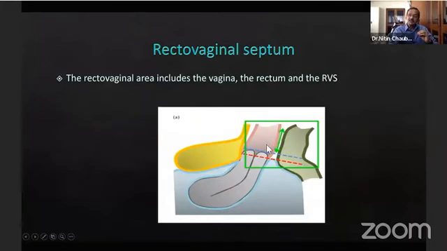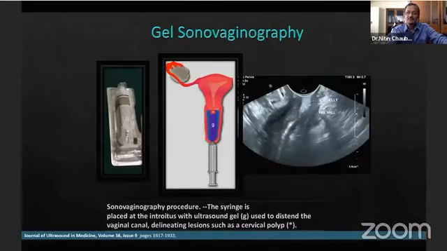Now this is a very important area because this can be easily missed. Why it is missed is because once you put the probe in the vagina, this area comes very close to the probe, and anything which is very close to the probe gets easily obliterated by the pressure of your probe. So I'll show you an example of that.